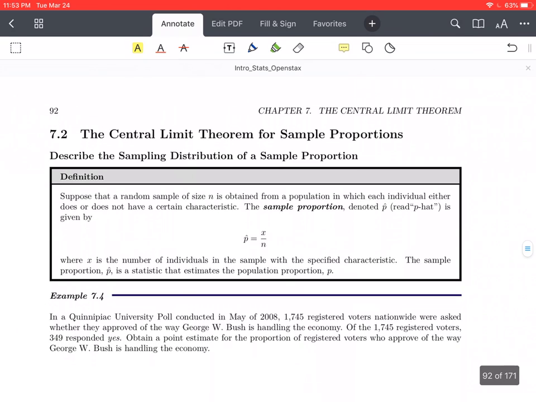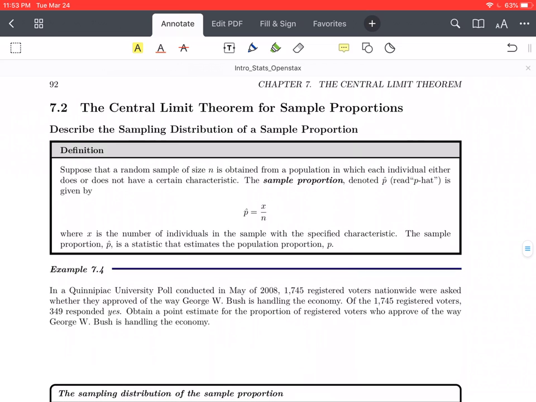Okay, so next up, we're going to look at something new, something a little different, but still applying the same concept. So we're looking at sample proportions. So suppose that a random sample of size n is obtained from a population in which each individual either does or does not have a certain characteristic. The sample proportion, denoted p hat, is given by this formula here. P hat equals x over n, where x is the number of individuals in the sample with the specified characteristic, and then of course n is the sample size. The sample proportion p hat is a statistic that estimates the population proportion p.